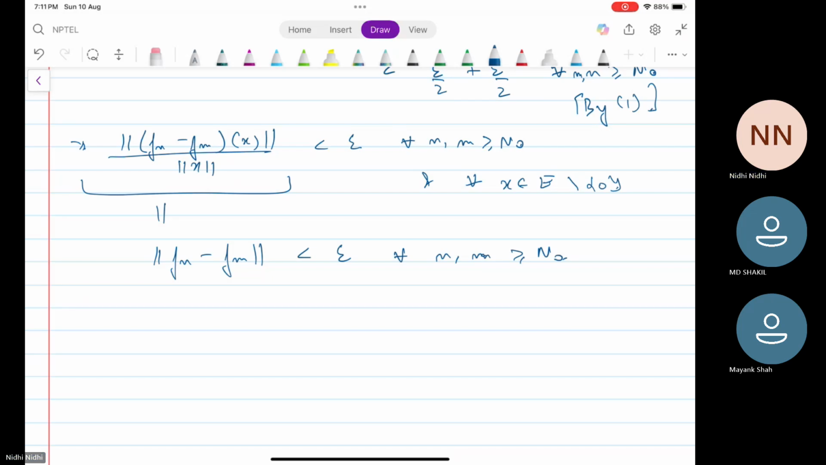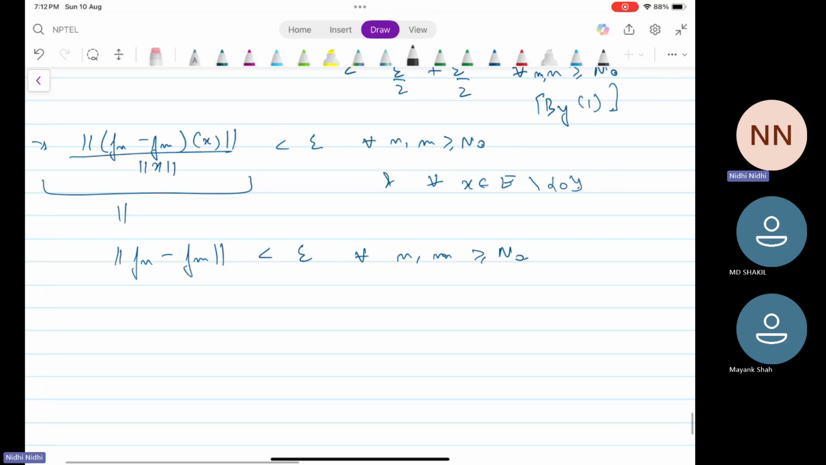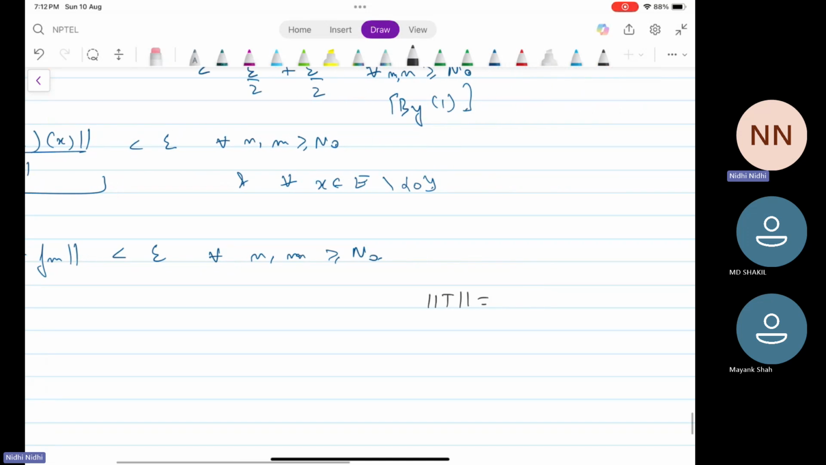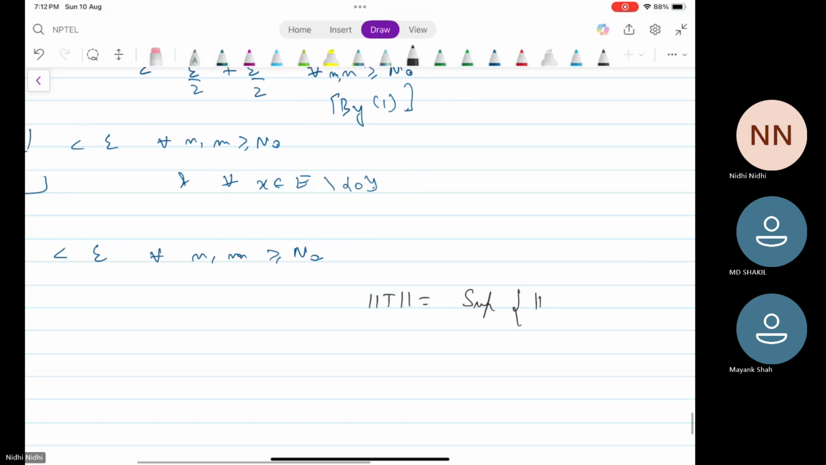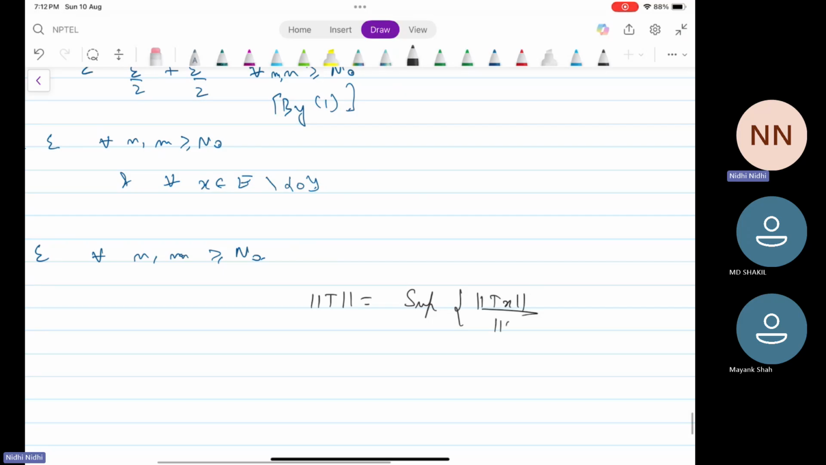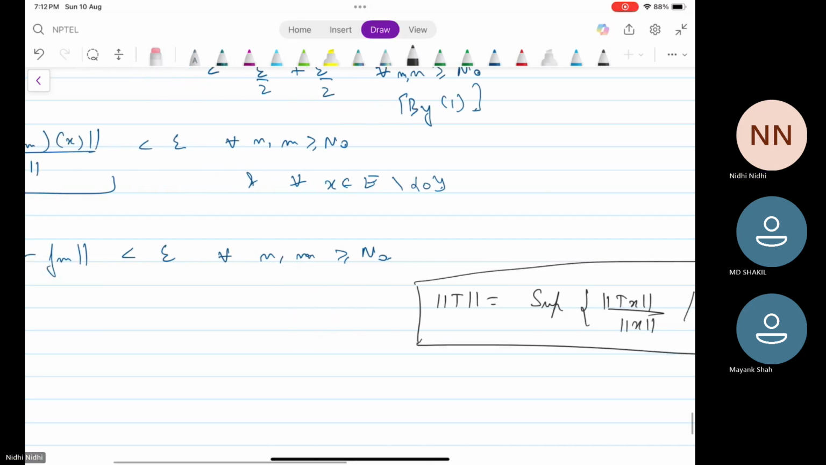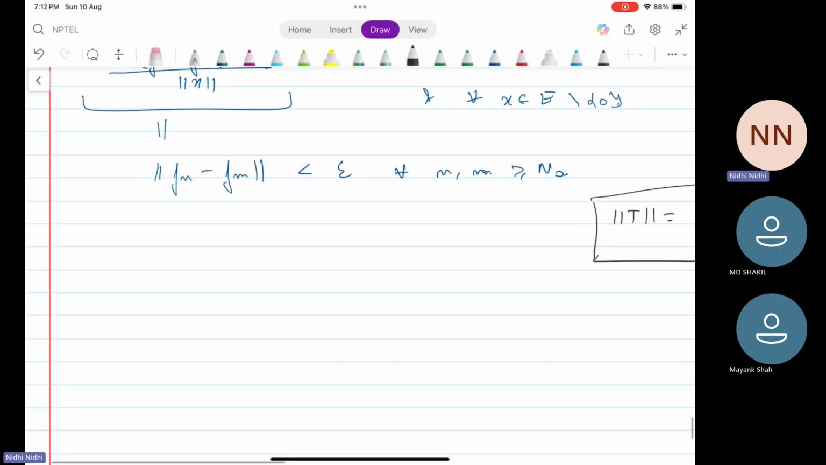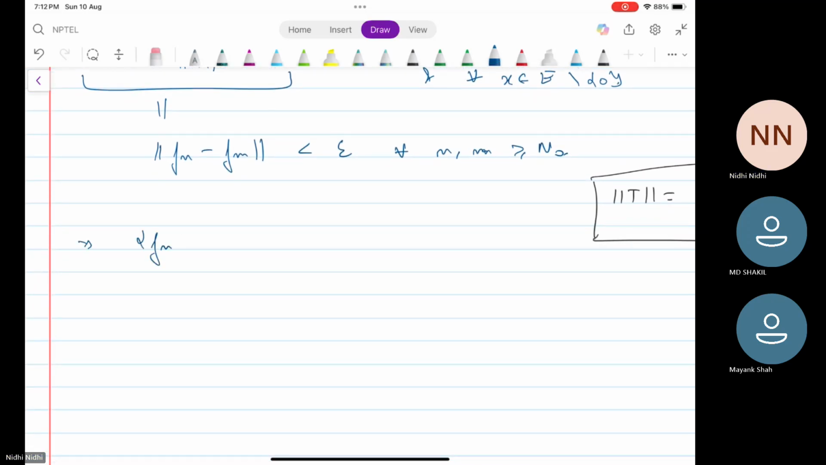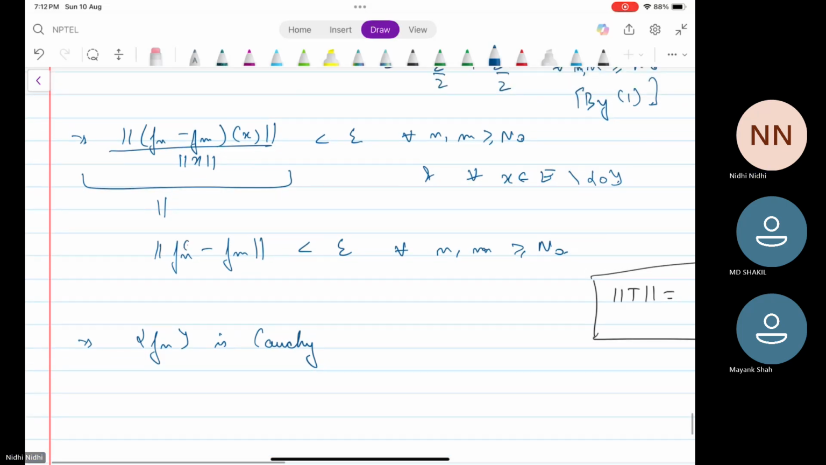If you see exercise 10.20 from here. In the next class, I'll prove this part also, that this operator norm is equal to the supremum of norm Dx by norm x, for x in E minus 0. And from here, eventually, you'll get this Fn x is Cauchy.